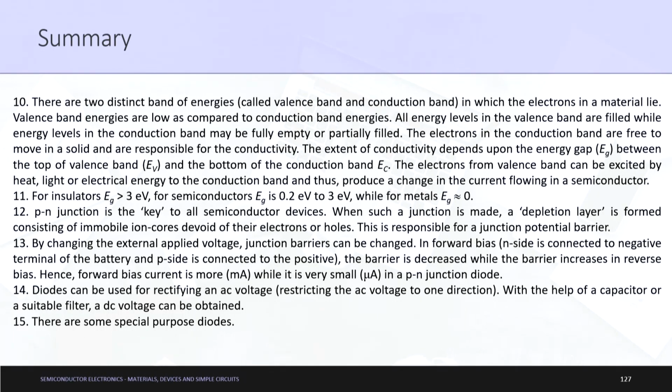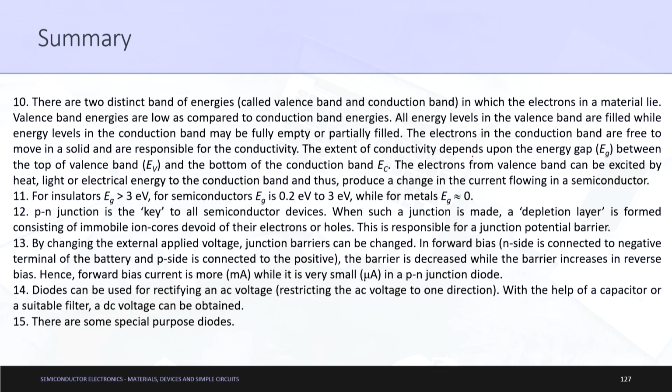Next thing is about the conduction band and the valence band. There are two distinct bands of energies called the valence band and the conduction band, in which the electrons in the material lie. Valence band energies are low as compared to conduction band energies. All energy levels in the valence band are filled, while energy levels in the conduction band may be empty or partially filled, and that is why excitation happens. The electrons in the conduction band are free to move in a solid and are responsible for the conductivity.